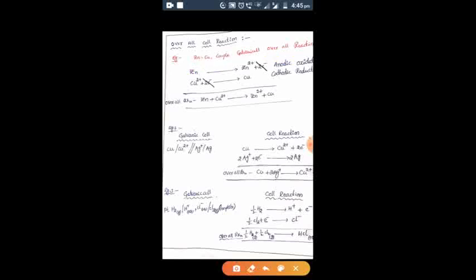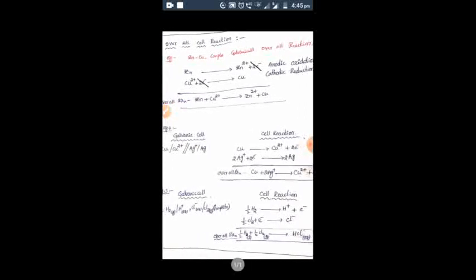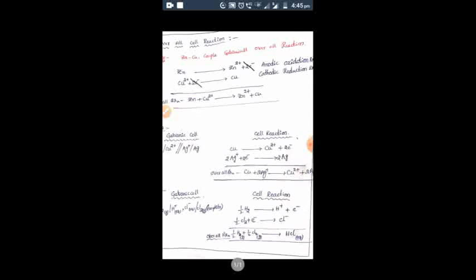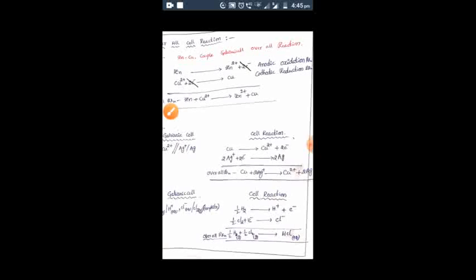For this, first you have to write down the oxidation half reaction. In zinc copper couple galvanic cell reaction, which element undergoes oxidation? Zinc. So write down the oxidation of zinc. I have written the oxidation of zinc like this. Zn gives rise to Zn2+ plus 2e-. This process is taking place at the anode. So this is the anodic oxidation reaction.